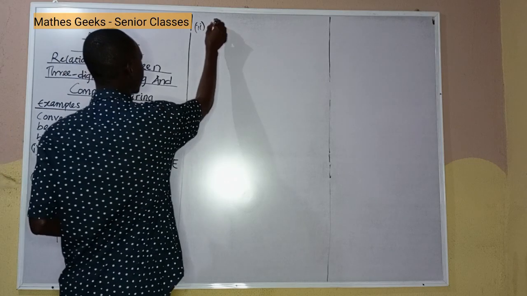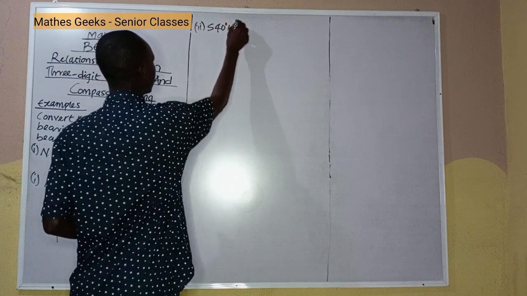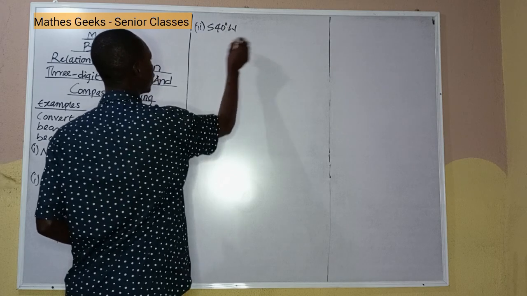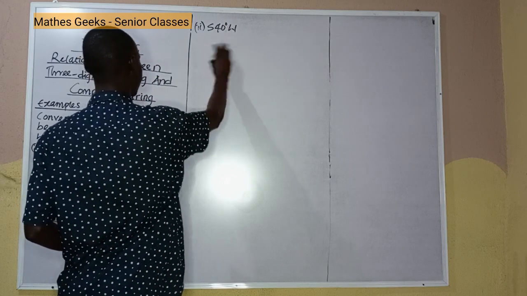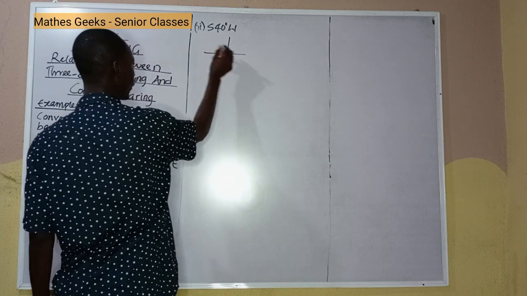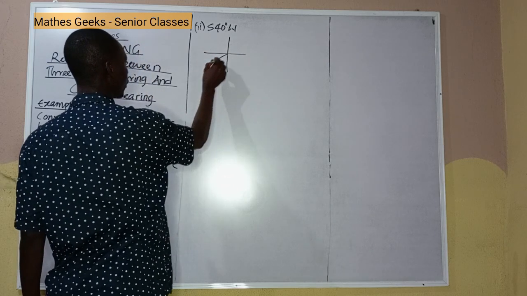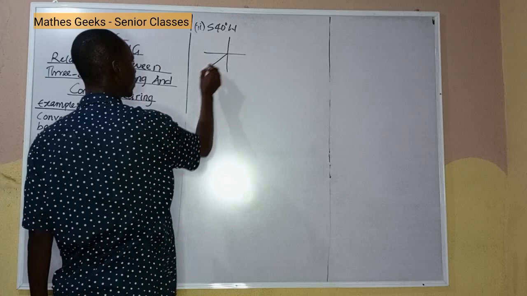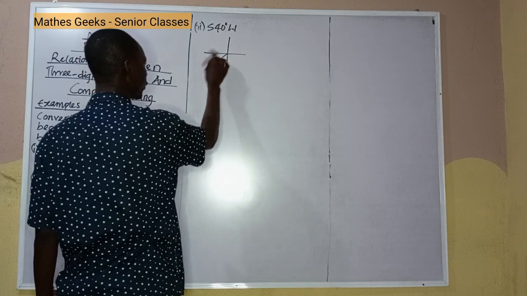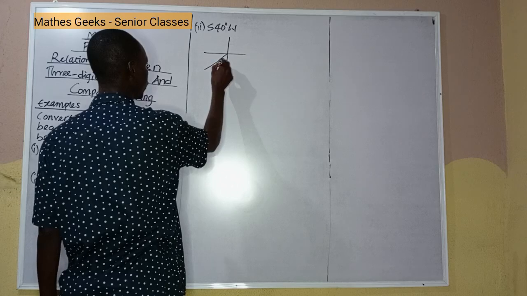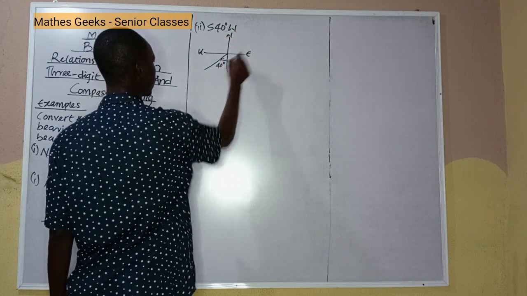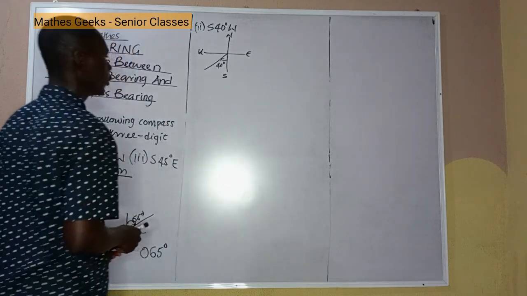Number two, south 40 degrees west. So south 40 degrees west in compass bearing is going to be like this. South and west. The measurement was from the south to the line. This is 40 degrees. This is west, north, east, and south. So this is south 40 degrees west.